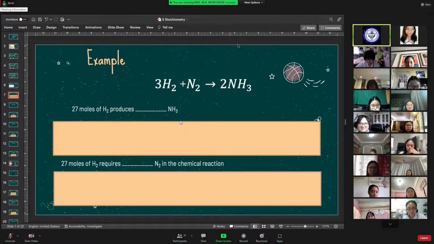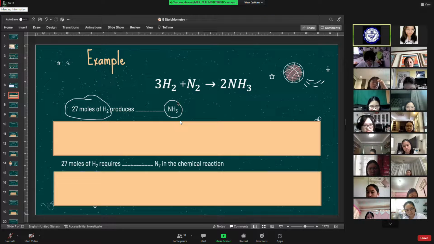But anyway, what if this is the scenario. There are 27 moles of hydrogen. If that is the case, how many moles of ammonia will be produced? If you compare this lesson with your lesson in math about ratio, yung 1 is to 1, 2 is to 2, mga ganyan, I want to know, what's your idea on how to do this? For you to be able to see the ratio between the number of moles of hydrogen to produce ammonia, what should you be doing? What's your thought? What's your idea? How should we do this?